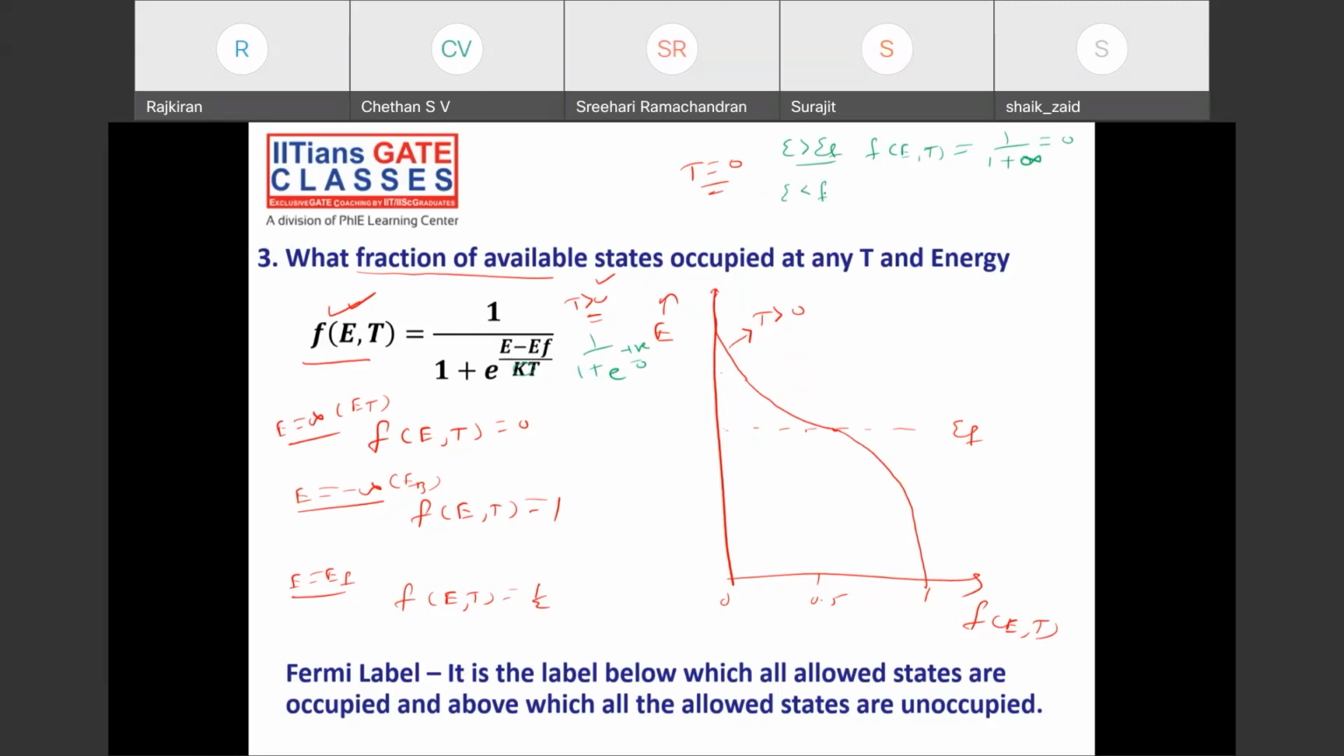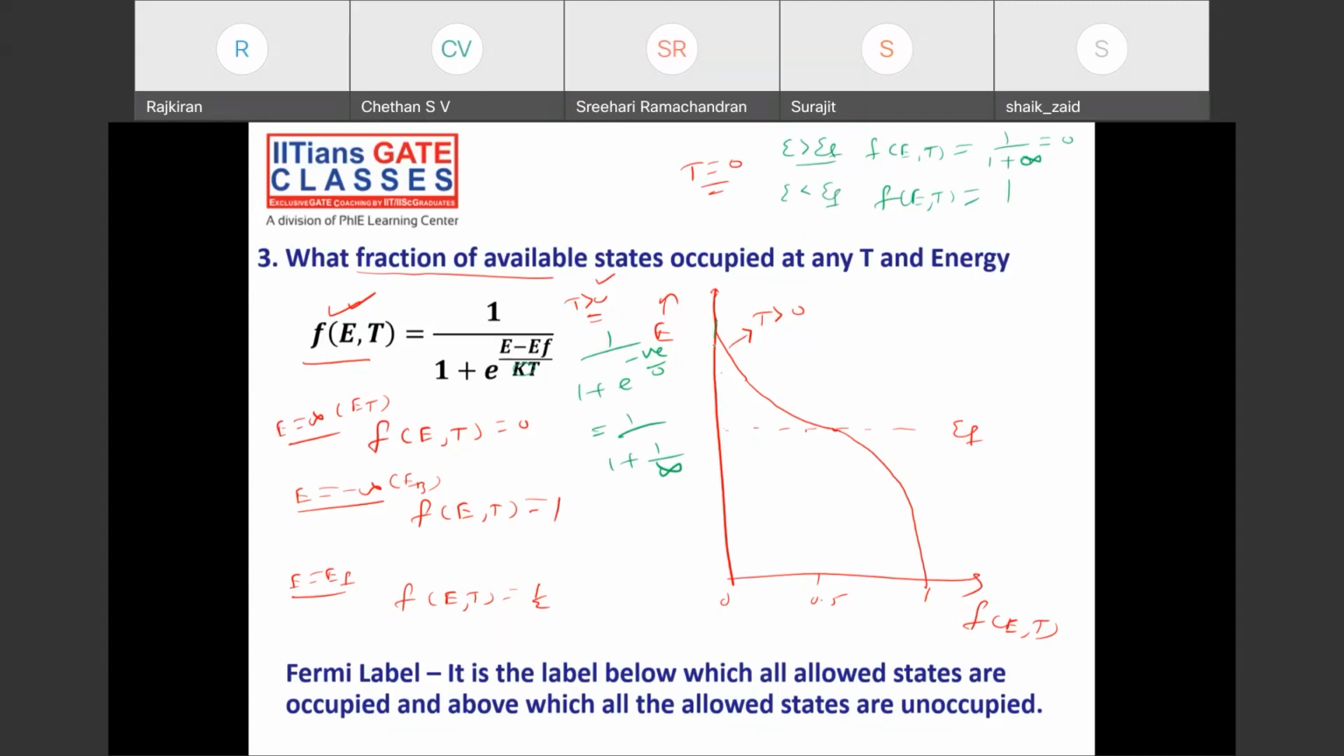Suppose E is less than EF. What will be f(E)? What is the probability? It is 1. See, 1 by 1 plus e to the power of a negative number divided by 0, so it is minus infinity. e to the power of minus infinity is 0, so it is 1 by 1 plus 0, which is 1. Clear?